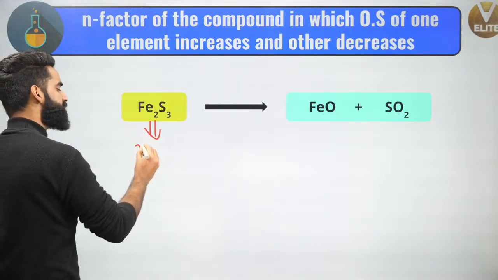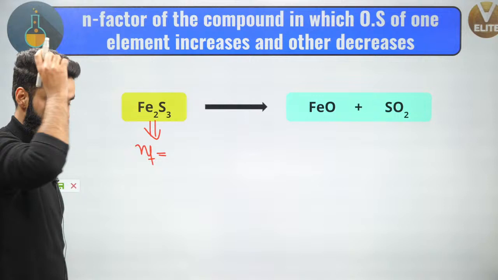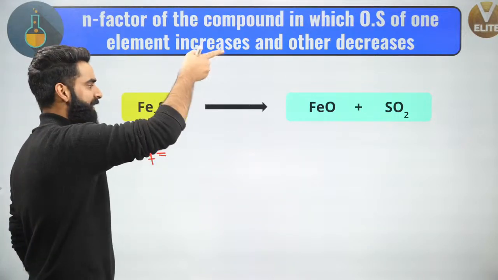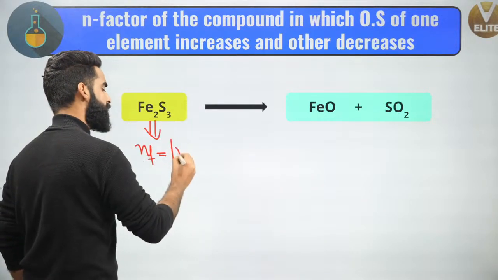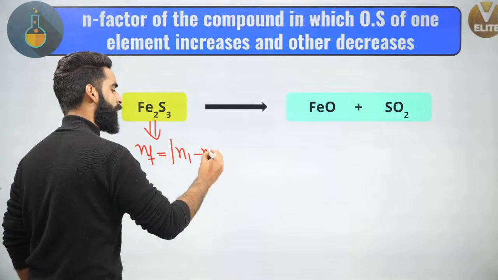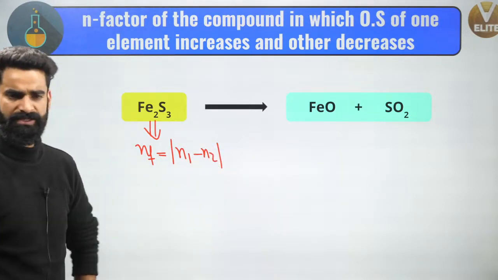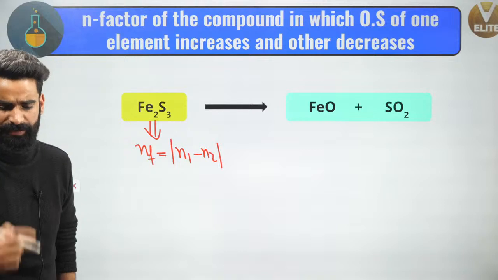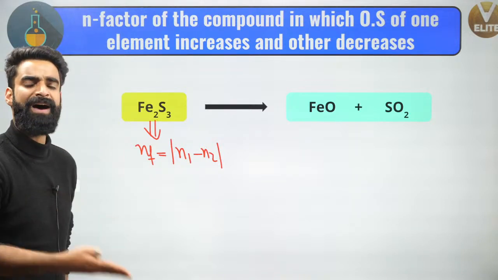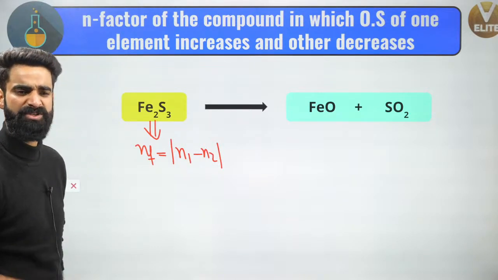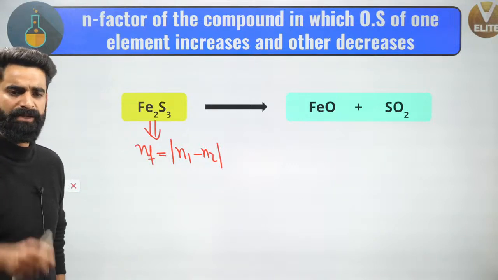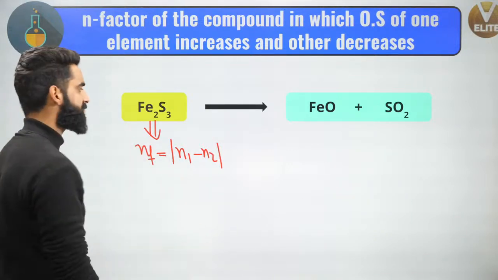So the N factor of the substance in which the oxidation state of one element increases and another element decreases, you are going to calculate by the formula mod of N1 minus N2. So we need to get the value of N1, we need to get the value of N2. Once you have both the values, you can just subtract them, take the modulus of it, and you'll get the N factor. Very simple.